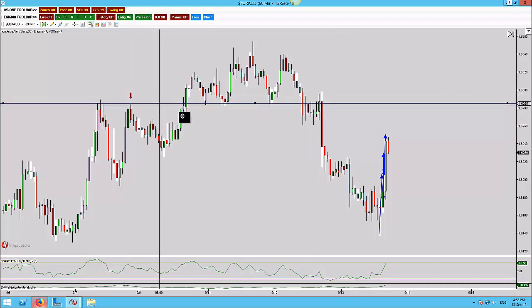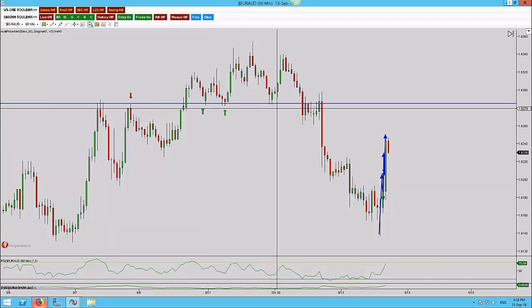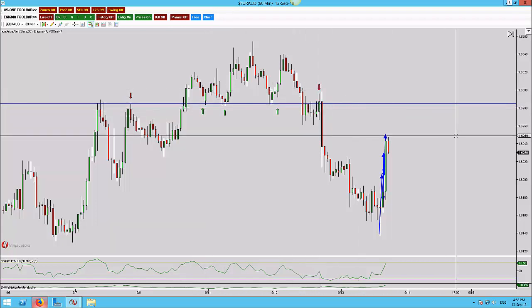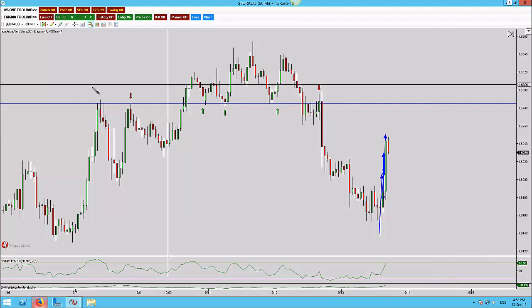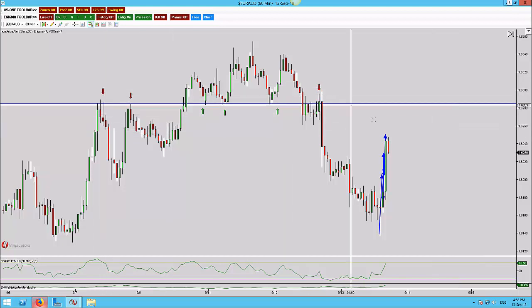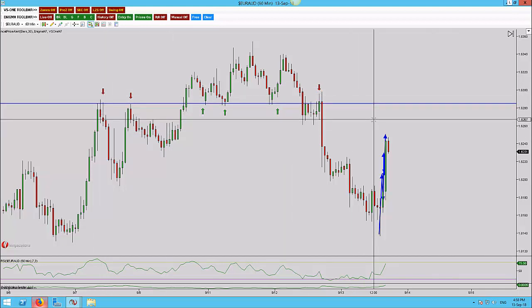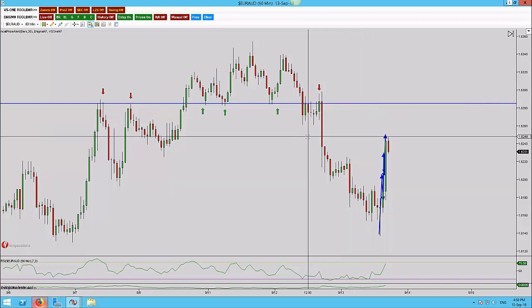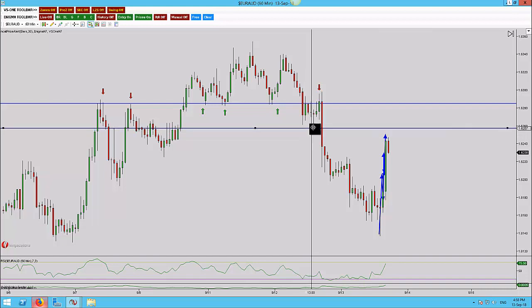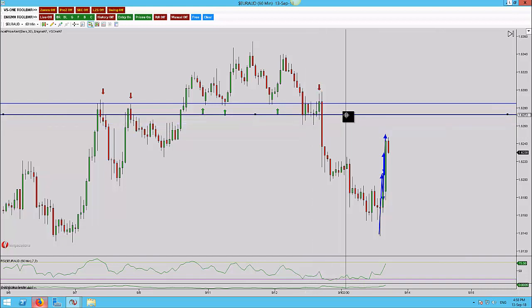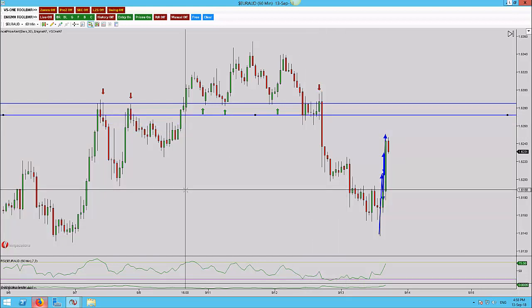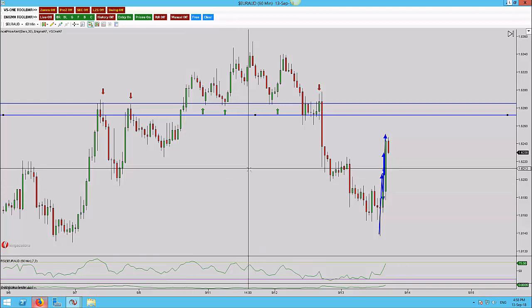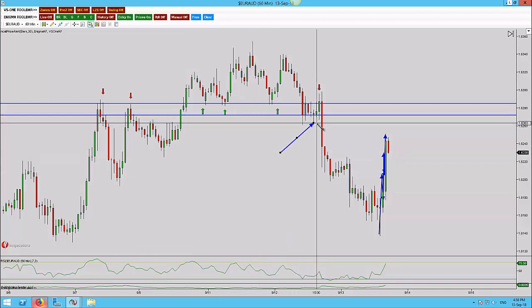If I just move it to there, there, and here as well, a level that has been tested now 5-6 times. So if we are going higher, we could potentially see a move up to that level. If you want to be a little bit more conservative, we can say that we have a level here, and this would be the bottoms here.